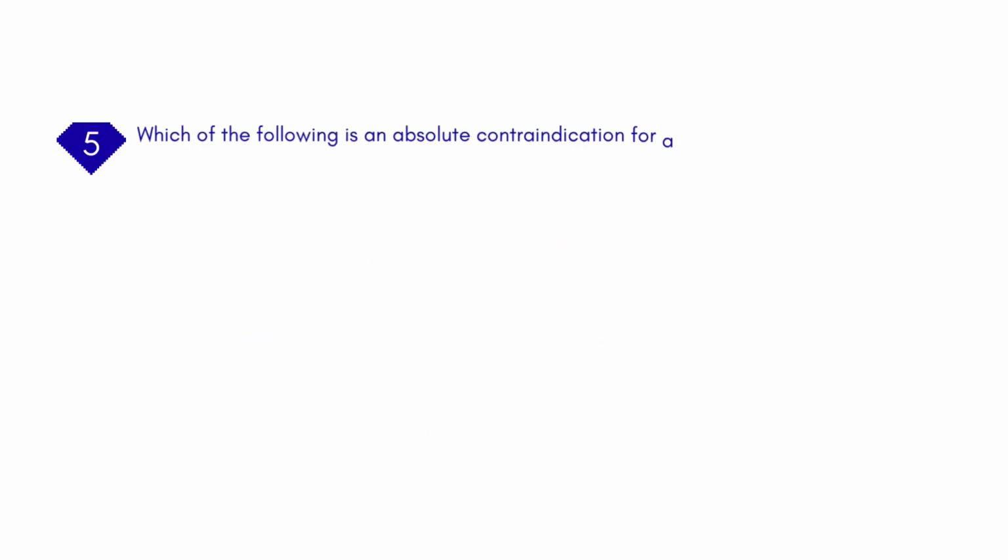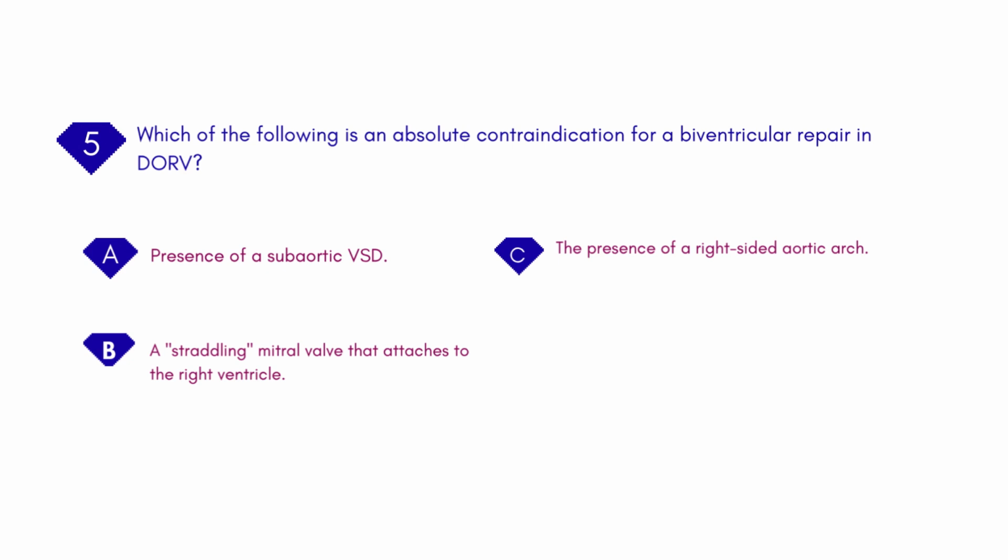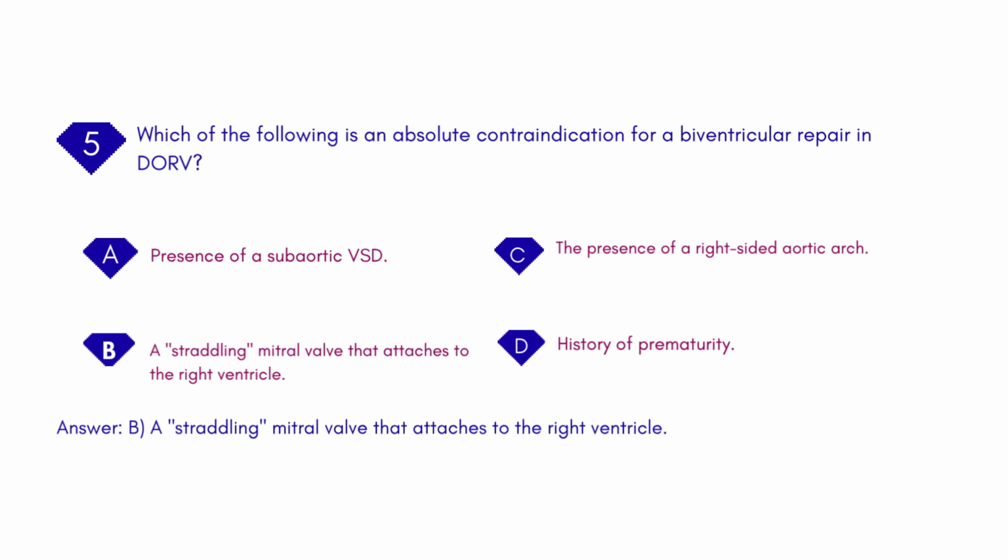Which of the following is an absolute contraindication for a biventricular repair in DORV? A. Presence of a subaortic VSD. B. A straddling mitral valve that attaches to the right ventricle. C. The presence of a right-sided aortic arch. D. History of prematurity. Answer: B. A straddling mitral valve that attaches to the right ventricle.